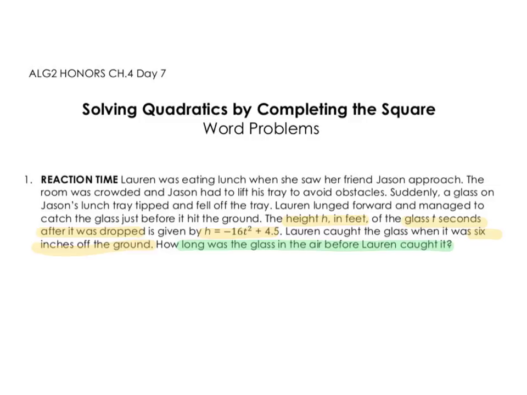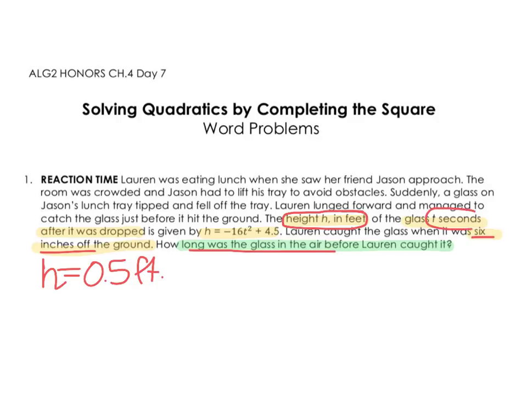All right, so we're given that the glass was 6 inches off the ground. So that's our h in feet. If we want h in feet, we know that 6 inches is half a foot. So that would tell us that h is 0.5. We want it in feet. Now what we're trying to solve for is how long was the glass in the air? So we're trying to find t seconds when h is 0.5. That is what we're looking for.